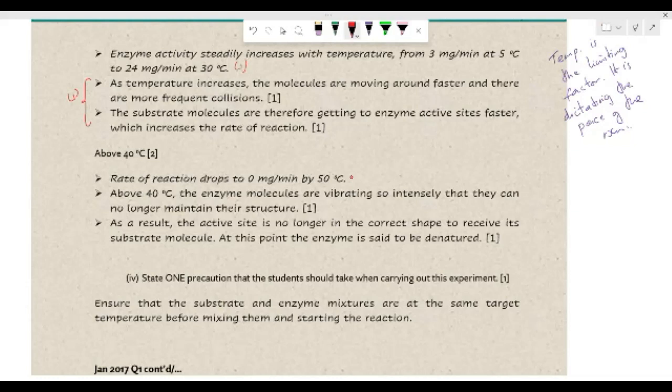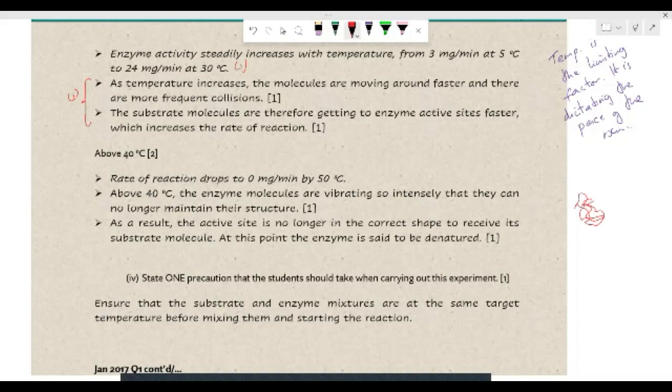So even though the molecule itself is basically a solid, that doesn't mean it's not going to be able to move, right? So the molecule itself is going to be vibrating, and with higher and higher temperature, it's going to vibrate more and more intensely, right? And remember, the enzyme is not solid like a piece of granite or something. It's basically this very long chain that's held together by different bonds, right?